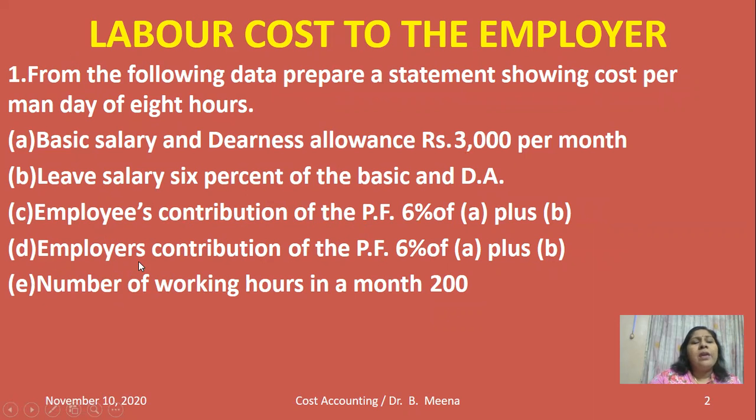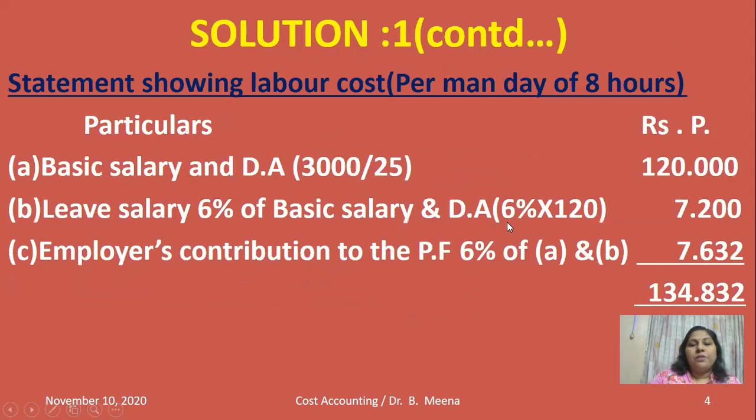Next, I will move on to the employer's contribution. Employer's contribution, what they said towards PF, what percentage? 6% on the summation of A and B. What is the summation of A and B as per this problem? A is 120, B is 7.2. So the summation I'll get is 127.2.